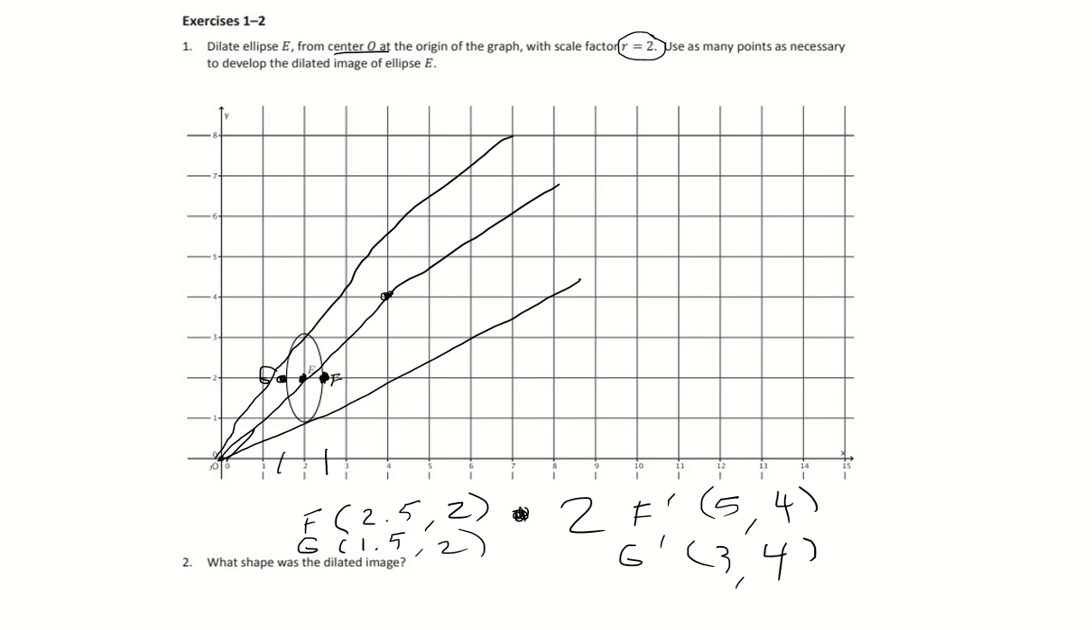So I should have over 5 and up 4, and I should have over 3 and up 4 for my F prime. Remember, that's my E prime, and that's my G prime.